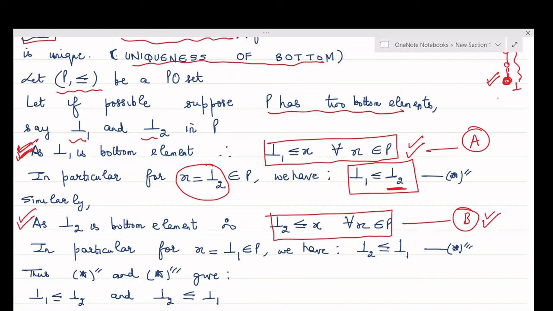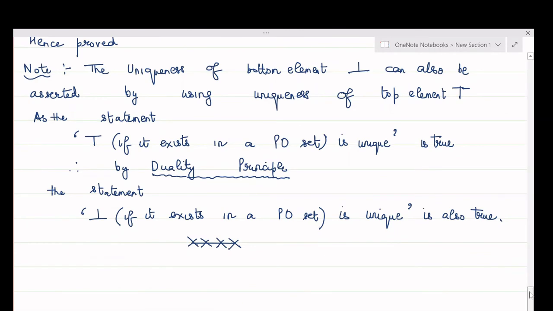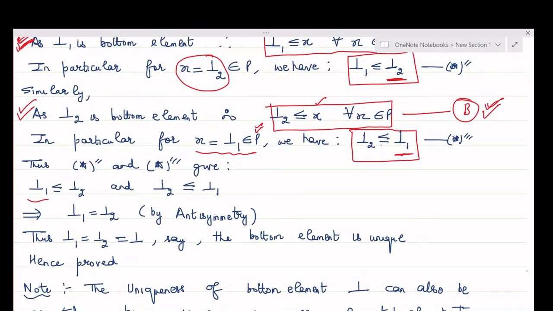Now because this statement B is true for all X belonging to P, in particular if you take X as inverted T1, because inverted T1 is also an element of P, then the statement B is also true. So I replace X by inverted T1, and this is the statement that you have: inverted T2 is less than or equal to inverted T1. We are marking this statement as star triple dash. So there are two statements that you have. This is star double dash, that inverted T1 is less than or equal to inverted T2, and star triple dash says that inverted T2 is less than or equal to inverted T1.